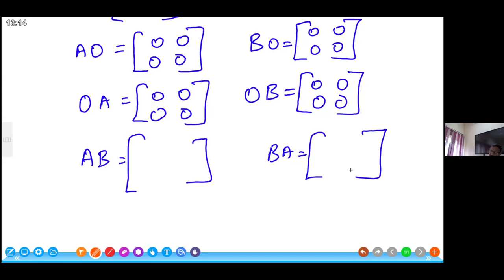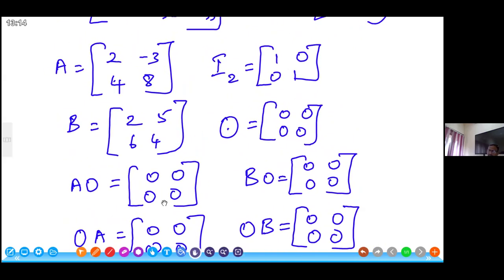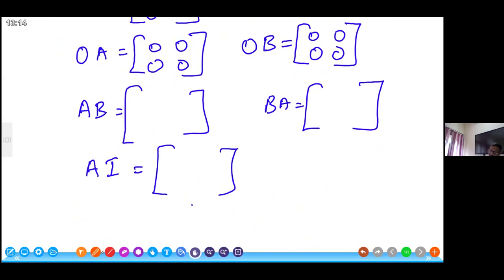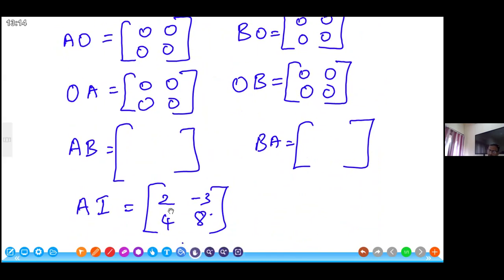Right? What is AI? AI will be again the same as A. Multiply A into the identity matrix. This multiplied by this, then this multiplied by this, and so on. So it will be 2, minus 3, 4, 8. A matrix. Right?